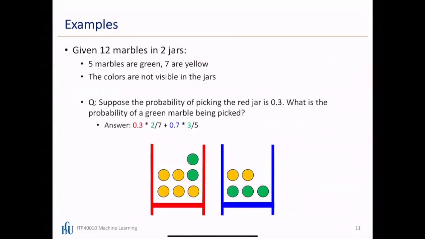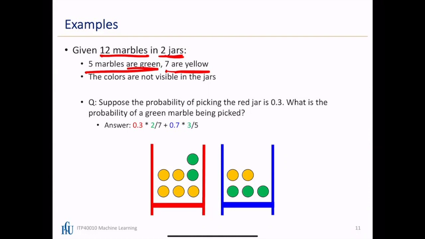And this is a more combinatorial problem. Here you have 2 jars, and in these 2 jars, you have 12 marbles. Those 12 marbles are distributed randomly: 5 of them are green and 7 are yellow. In the red jar, you have 5 yellow and 2 green. In the blue jar, you have 3 green and 2 yellow. From outside, you cannot see the inside of the jar, so you pick one marble and look at the color.